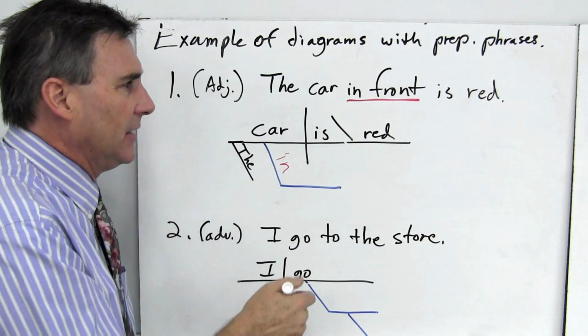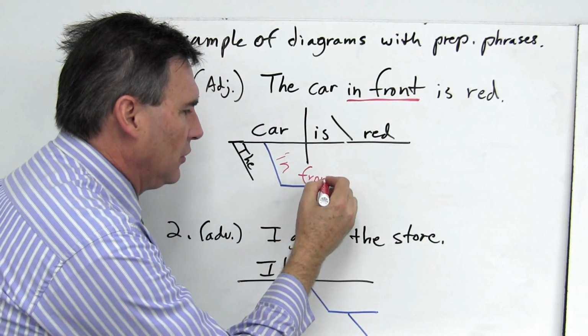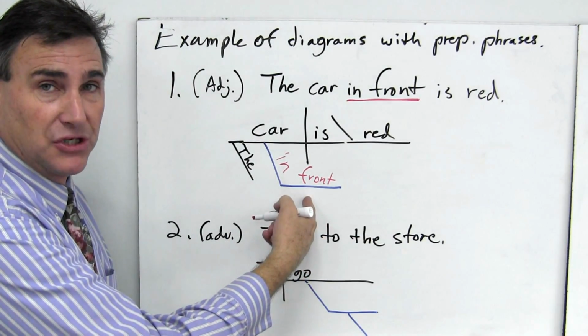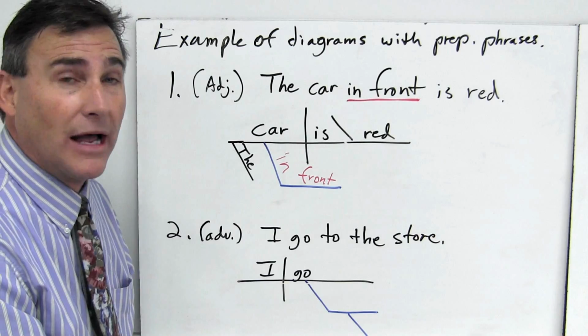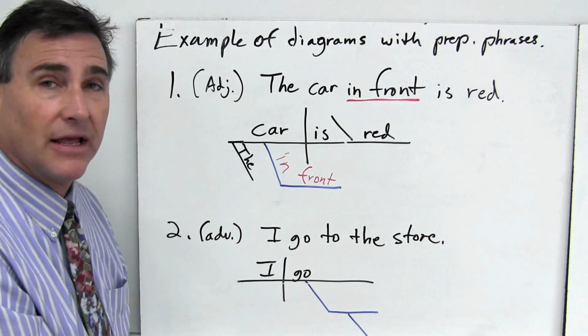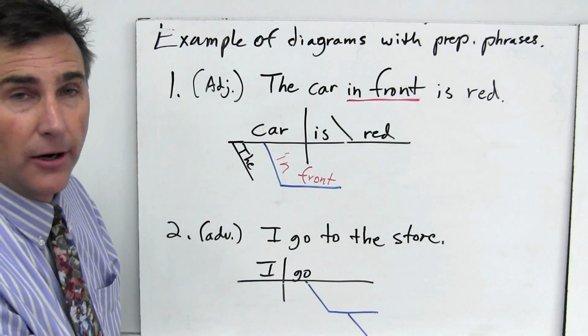What car? The car in, and then we say in what? In front. So in is the preposition, front is the object of the preposition. It's what comes to mind when we say in what. And so the car in front is red. And that's how we diagram it. An adjective phrase modifying the noun car.